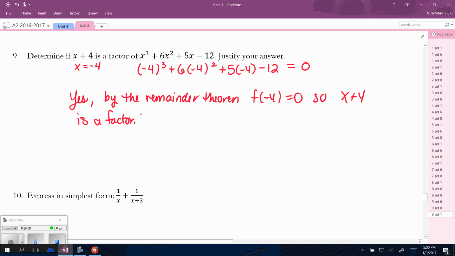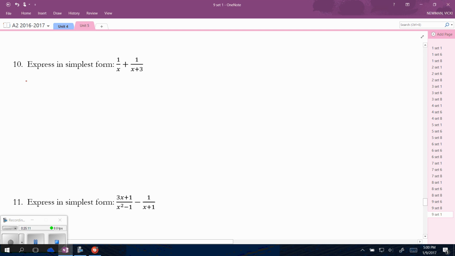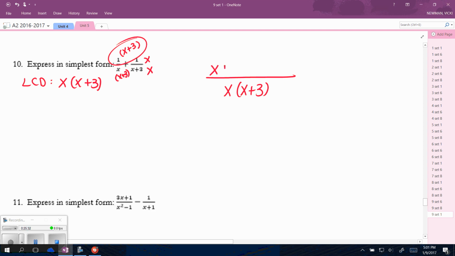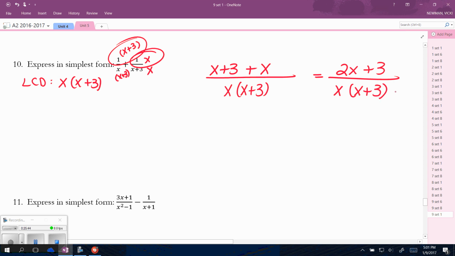Okay. Number 10. The least common denominator here is the product of x and x plus 3. So this first fraction needs to be multiplied by x plus 3, and the second one needs to be multiplied by x over x. So that we have a common denominator of x times x plus 3. So the top of the first one becomes x plus 3, the top of the second one plus x. So I have 2x plus 3 over x times x plus 3. No, you cannot cancel anything out. Some of you try to cancel out the 3's. No. Some of you try to cancel out the x with the 2. No. Don't do that. Leave it alone.